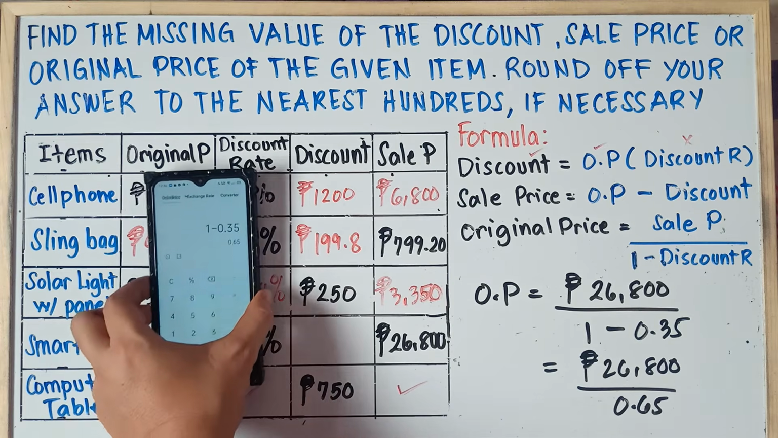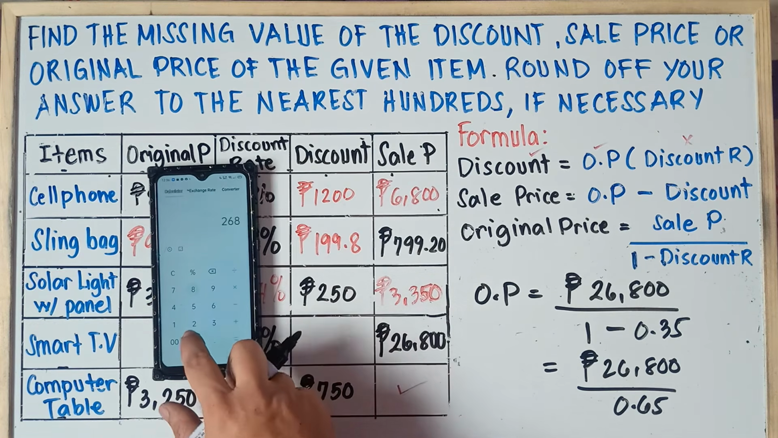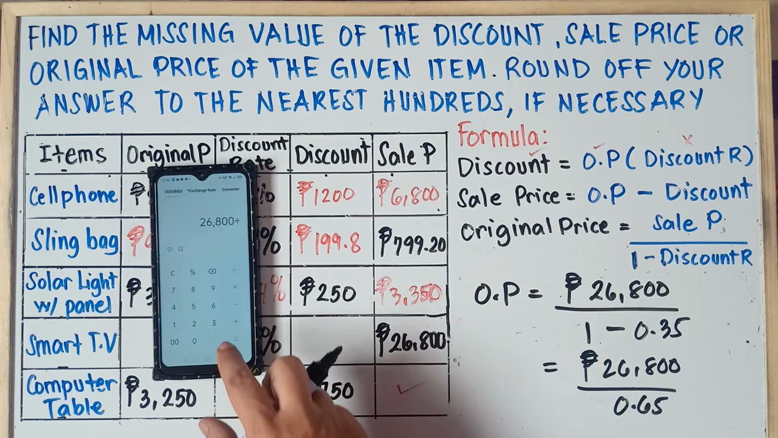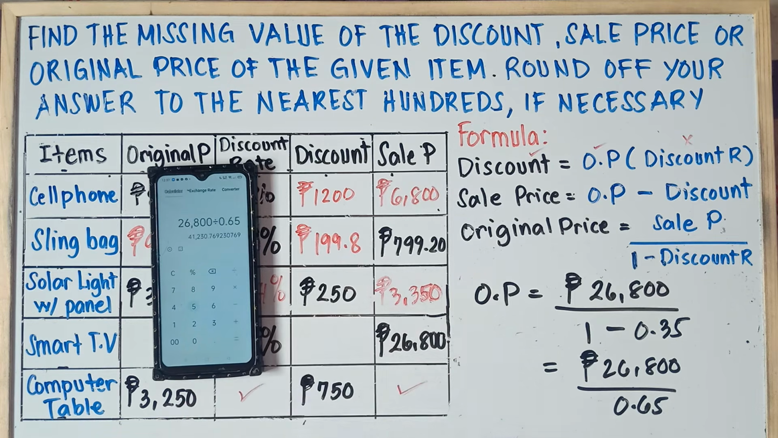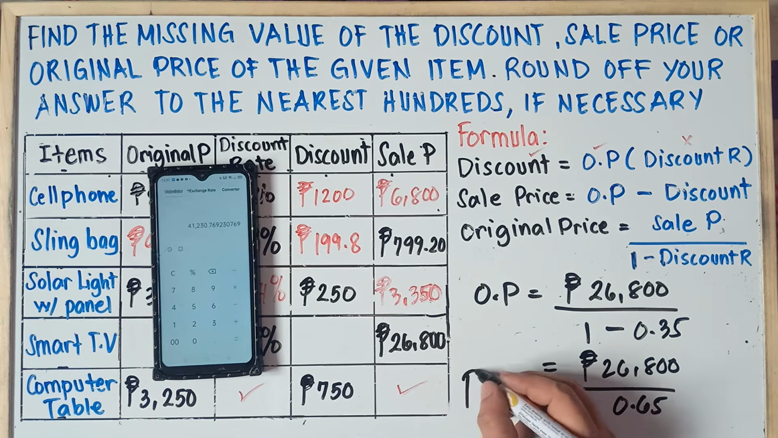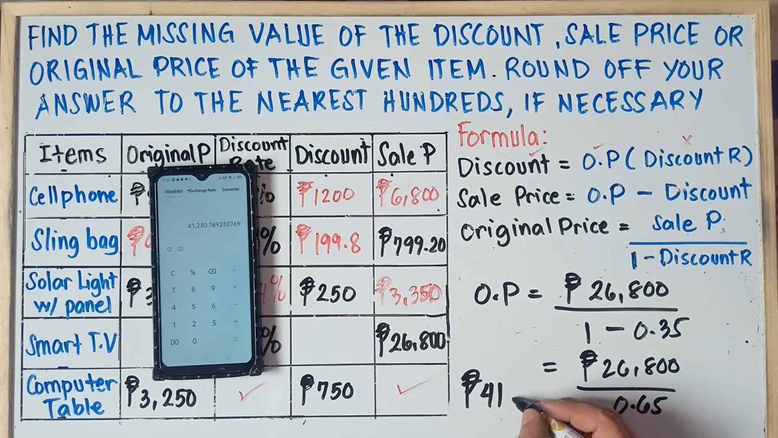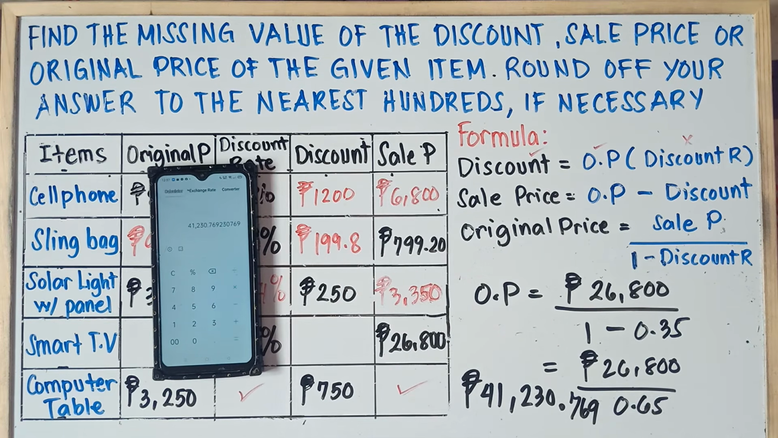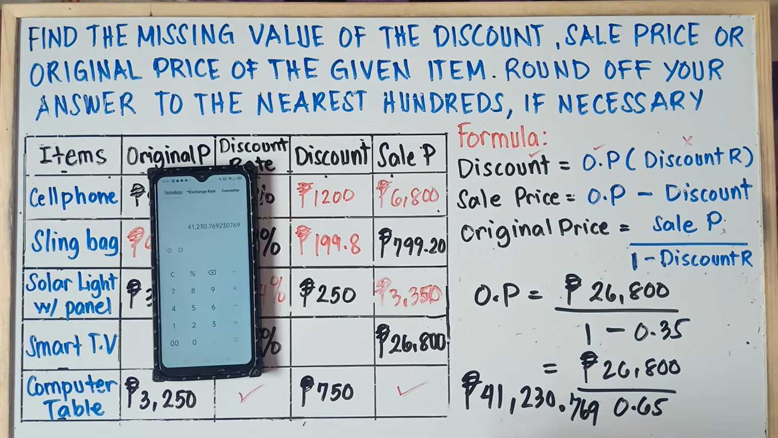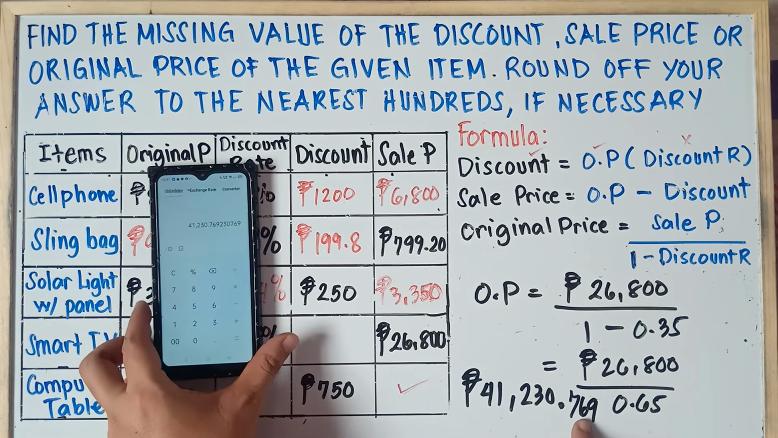Alright, and then divide, class. Use your calculator. 26,800 divided by 0.65. You always double check your answer, class. So you will have 41,230.769. Alright, check once again, class. Our answer is 41,230.769. So after 6, that's 9. We need to round up.